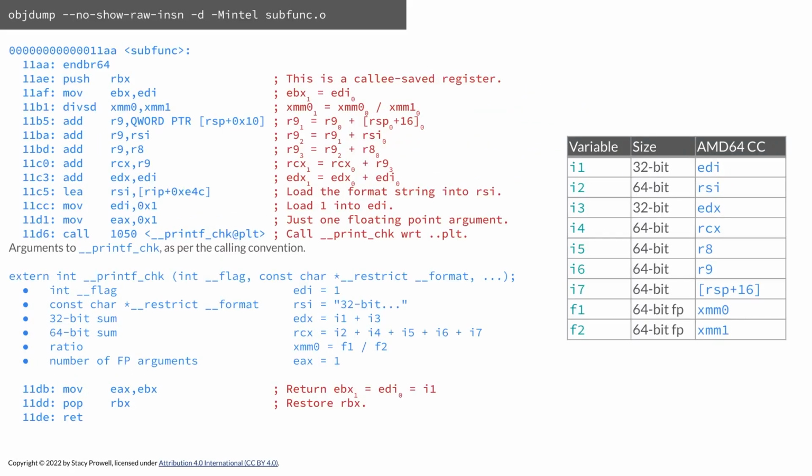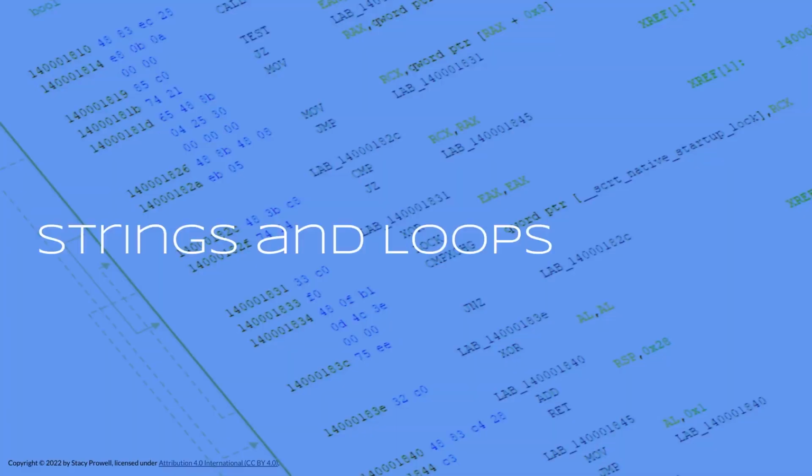So then we return the values back. So this sort of shows you how all those pieces fit together. And this shows the arguments that go to, for example, printf underscore check, and how they're all laid out. You can examine that at your leisure. So that gives you a better sense, maybe, of how the calling convention works. It's not that way for every platform.